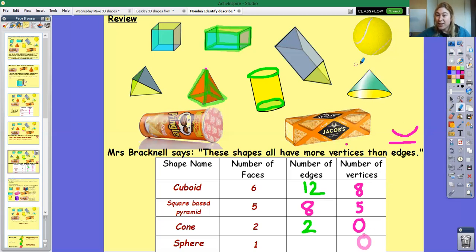And actually there are no edges on the sphere because it's just got one curved face. So you could investigate that further and see if there is a shape that has more vertices than edges, but it looks from our investigations here that more shapes have more edges than vertices.